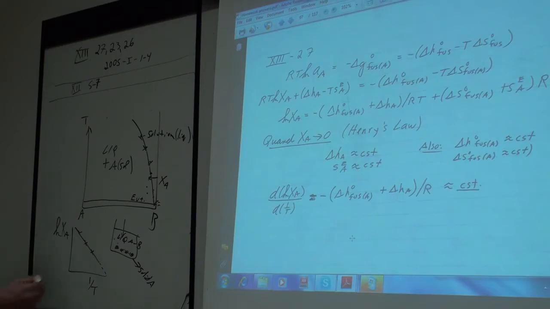If you did this, you could get a pretty good estimation of the solubility at the eutectic temperature, even if it is 200 or 300 degrees lower, by using this sort of technique. Question?